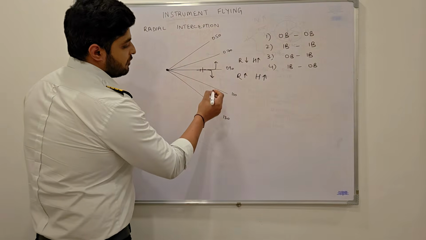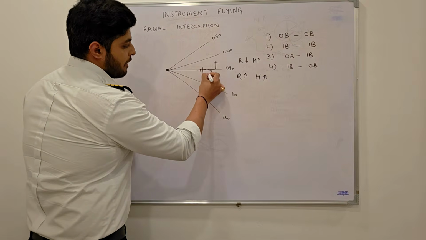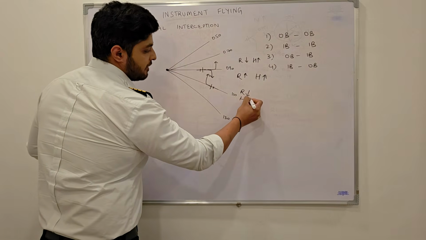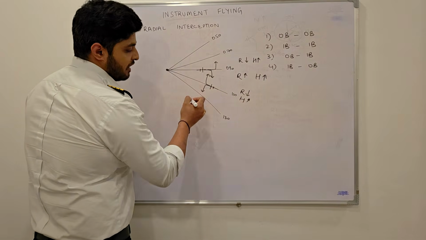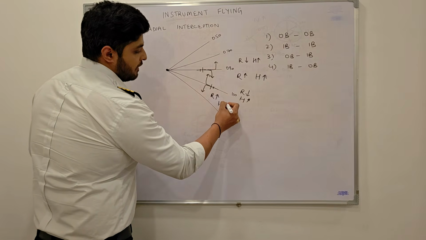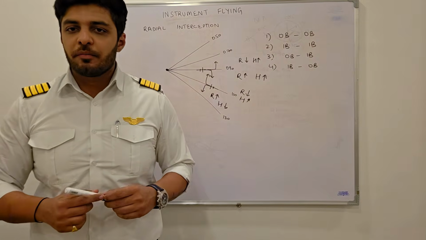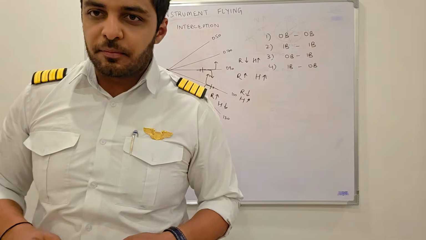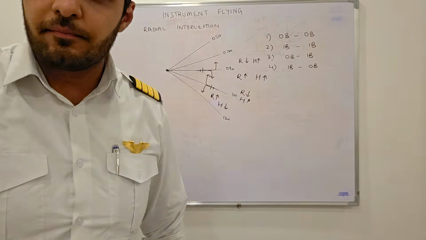But in a case in which I am coming inbound to the station and I turn right, my radial decreases but my heading is still increasing. And if I turn left, proceeding inbound, my radial increases and my heading decreases. This is a concept that you need to remember, which will help you in further judging how to intercept a radial, and it will help you very easily to judge that.